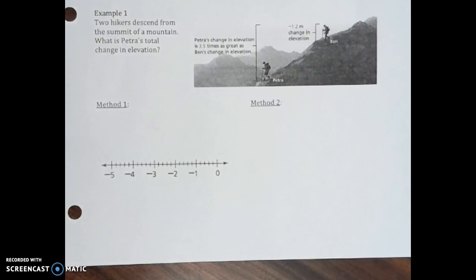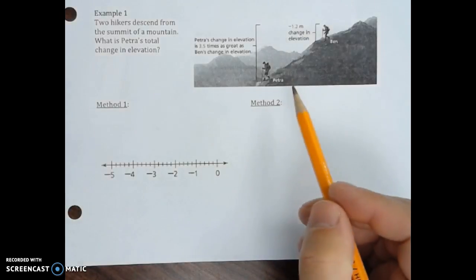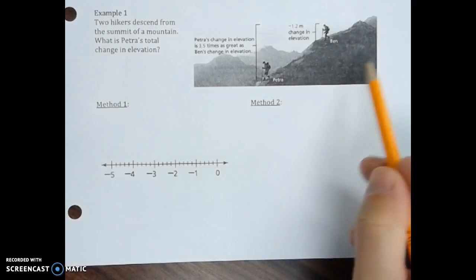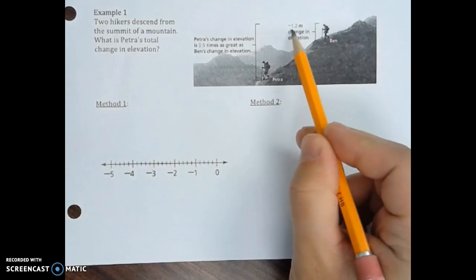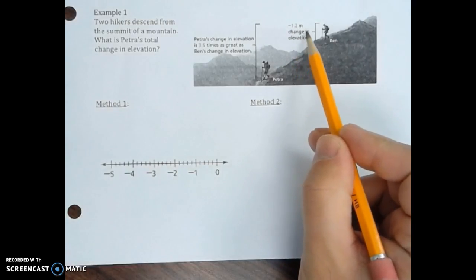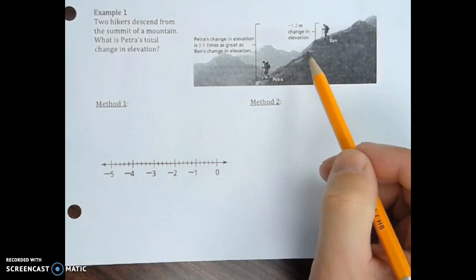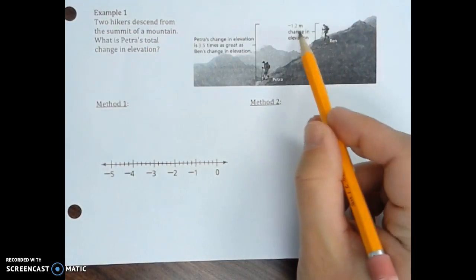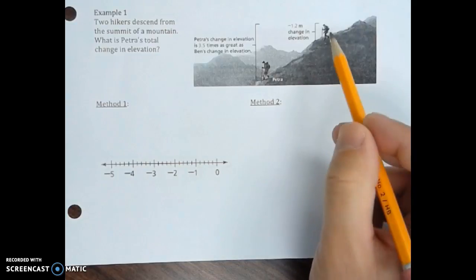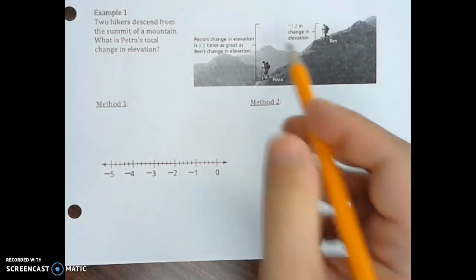In the next example, we're told that two hikers descend from the summit of a mountain. And the question's asking us, what is Petra's total change in elevation? And we can look at the picture here. We can see this is Petra, and this is her hiking partner, Ben. And for Ben, they told us it's -1 2/10 meters change in elevation. So it looks like he's going down, which we know that it's from the word descend. He's going down 1 2/10 meters. That's how much he's gone down from the summit.